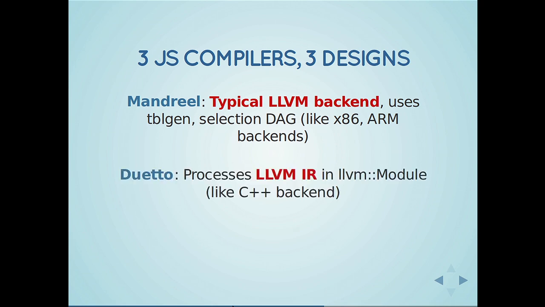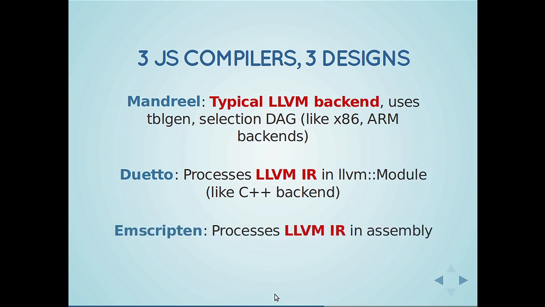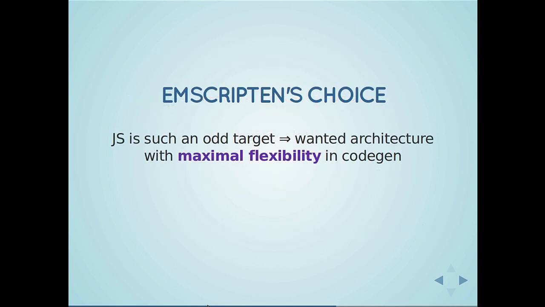The Duetto compiler processes LLVM IR. So they wrote a backend in C++, but it works basically like the C++ backend in LLVM now. It just goes over the LLVM module object and lowers one thing in LLVM IR to another thing in JavaScript. So it doesn't use all that shared backend infrastructure. And Emscripten, as I said, basically does the same as Duetto, and then it processes IR, but it does it in assembly format. So we export it out from LLVM into text, and we process the text.